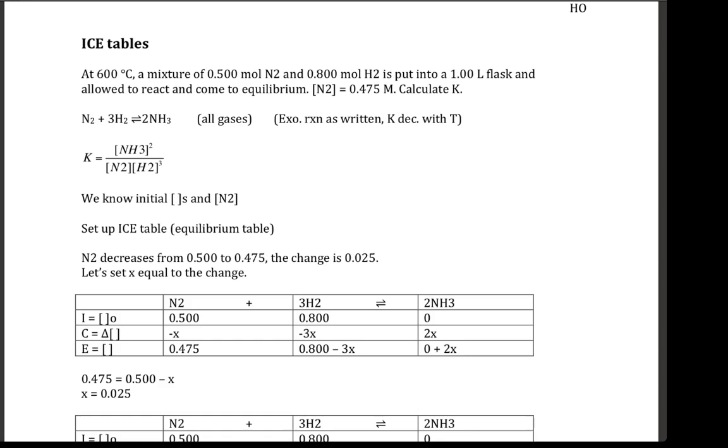All right, so our reaction is N2 plus 3H2 in equilibrium with 2 NH3. They're all gases. The equilibrium expression, so we're after K, the one involving concentrations. K is equal to NH3 squared over N2 over H2 cubed. We know the initial concentrations and we know the concentration of N2 at equilibrium. What we're going to do in this problem and in many future equilibrium problems is set up an ICE table, an equilibrium table.